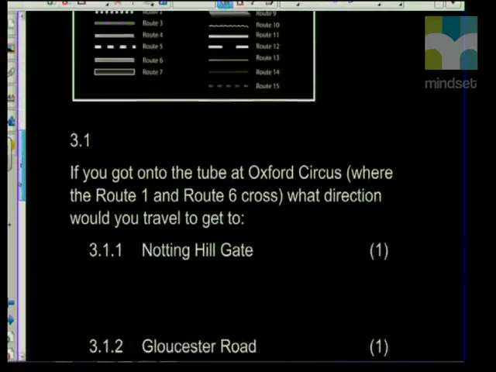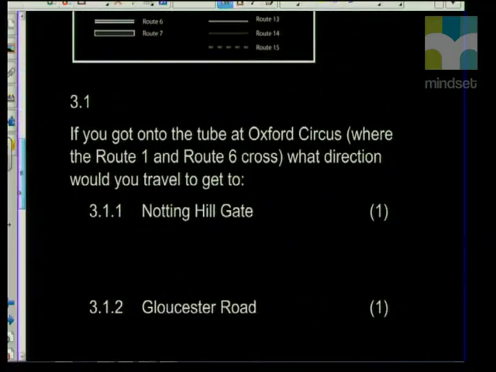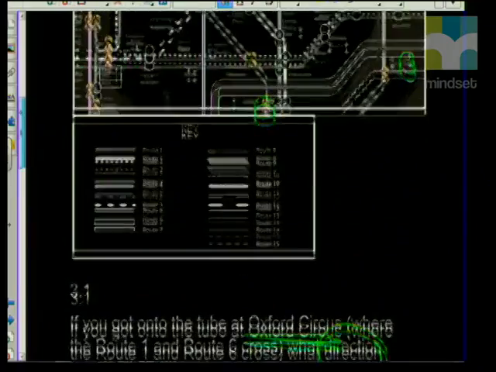Right, so let's have a quick look at the first question. If you got onto the tube at Oxford Circus, where Route 1 and Route 6 cross, what direction would you travel to get to Notting Hill Gate? Okay, so the two places we're looking for on our map are Oxford Circus and Notting Hill Gate. And the key of this question is the direction. So let's have a look at our map.